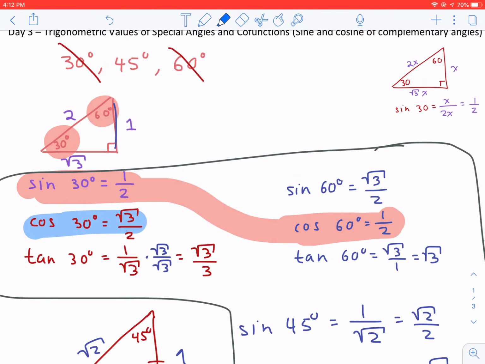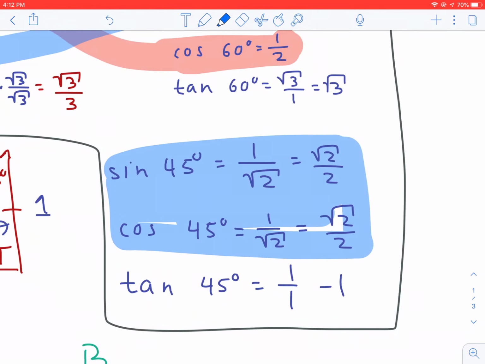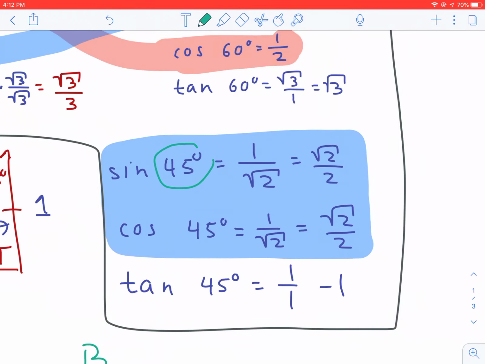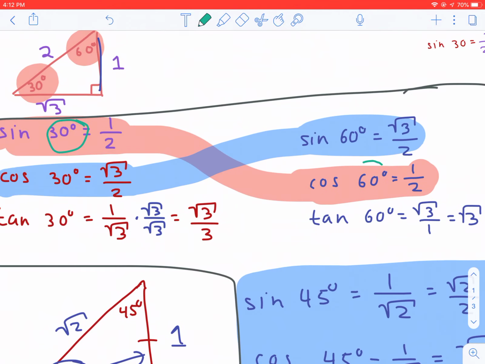And cosine of 30 degrees is the same thing as sine of 60 degrees. Wow. Over here, sine of 45 was rad 2 over 2, and cosine of 45 was also rad 2 over 2. And 45 plus 45 is 90 degrees. Again, those were angles that were complementary, 45 and 45, right? 30 and 60, complementary. 30 and 60, or 60 and 30.